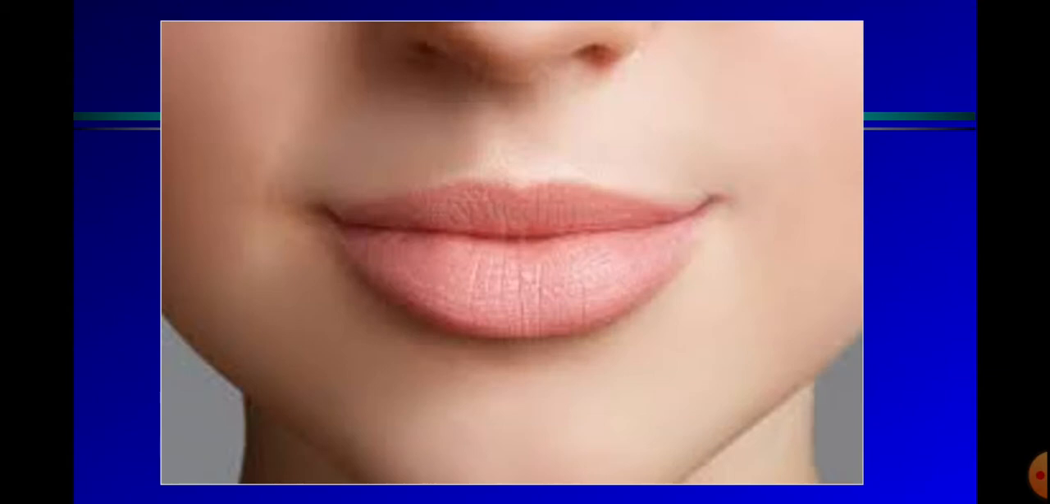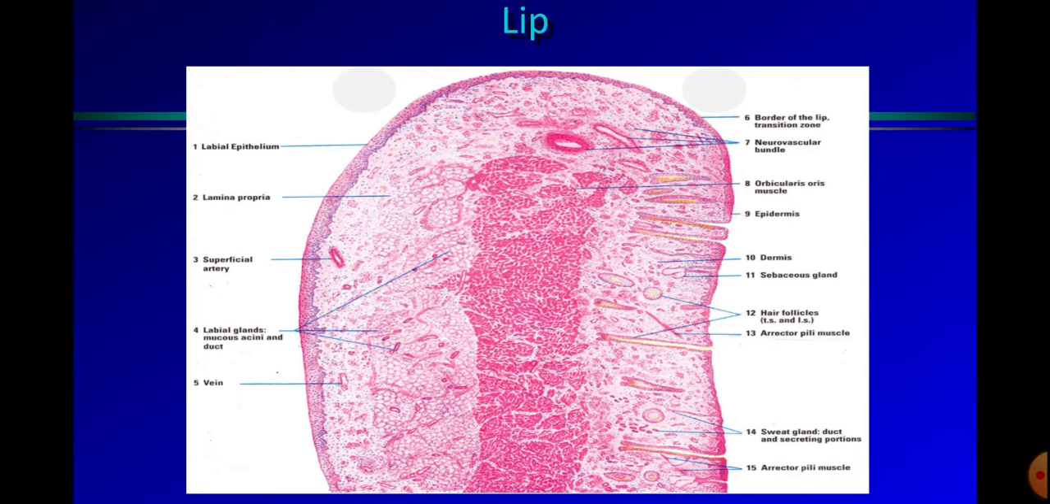This lip is a large fleshy fold. It is formed by the skeletal muscle present in the central core. It has the outer aspect formed by the skin and the inner aspect formed by the oral mucosa. Okay, so the section passing through the lip looks like this. Here, this is the fold of the lip.